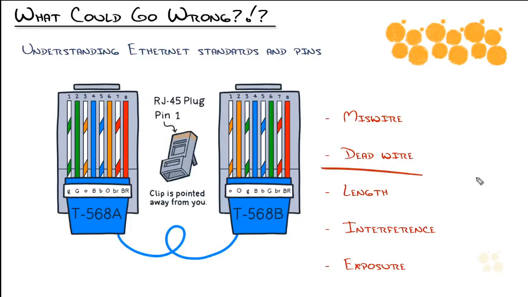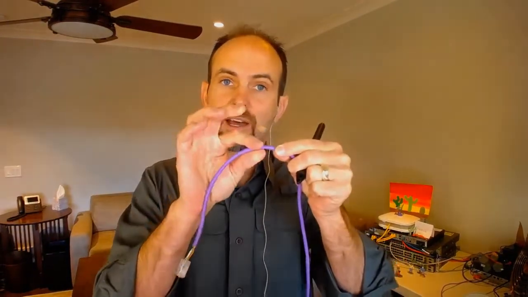The second thing that can happen is a dead wire. These are really thin copper cables, so over time, as you bend them and twist them and things like that, the copper inside of them can become weaker.